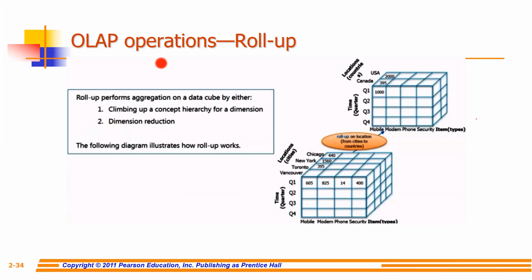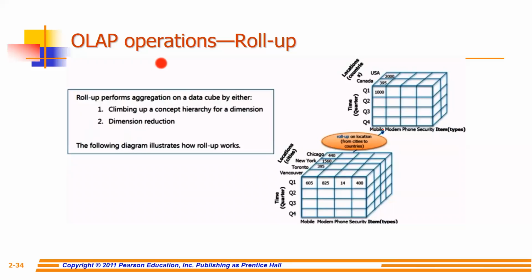These are the different characteristics in a cube. This is called roll up. Roll up means the data cube is climbing up a concept hierarchy for dimension reduction. The following diagram illustrates how the roll-up works.